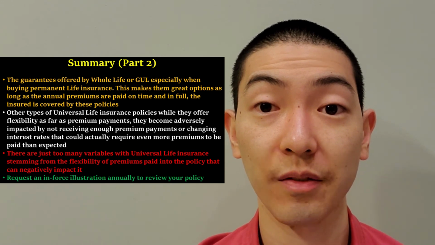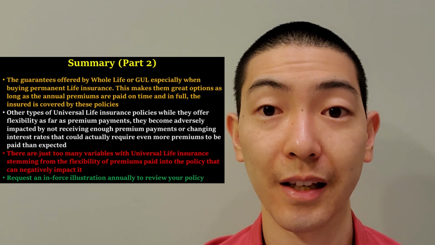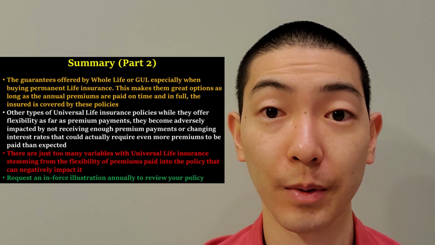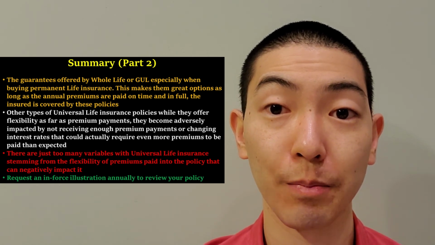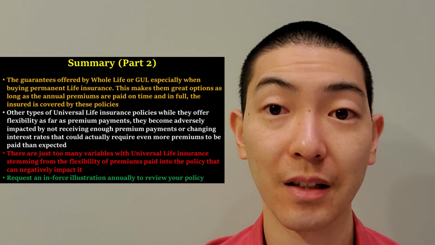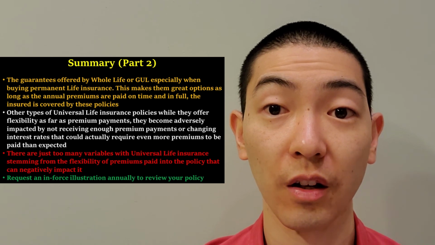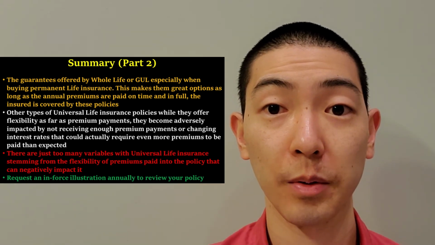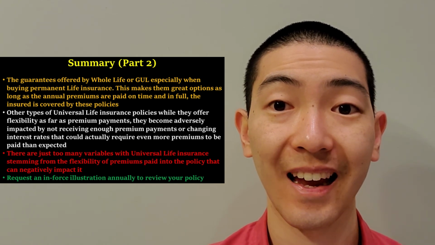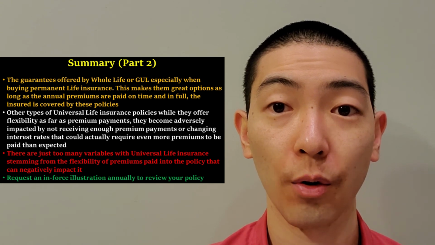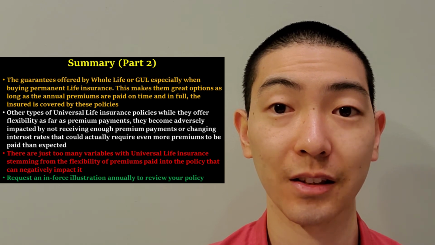Other types of universal life policies, while they offer flexibility as far as premium payments, become adversely impacted by not receiving enough premium payments or changing interest rates that could actually require even more premiums to be paid than expected. In my opinion, that trade-off of not knowing whether your coverage will protect you or not in any given year makes no sense at all. I would think that most people who buy life insurance would want protection as long as the annual premium is paid, and not only under certain conditions, or if interest rates change, then you may need to pay more, or the coverage may not last as long as expected.